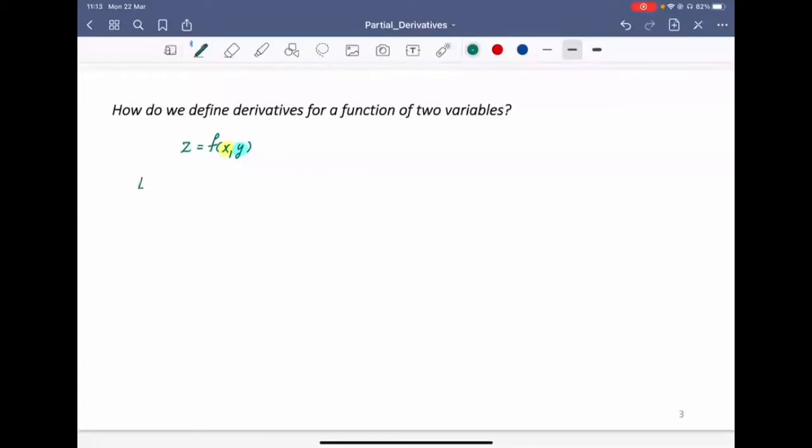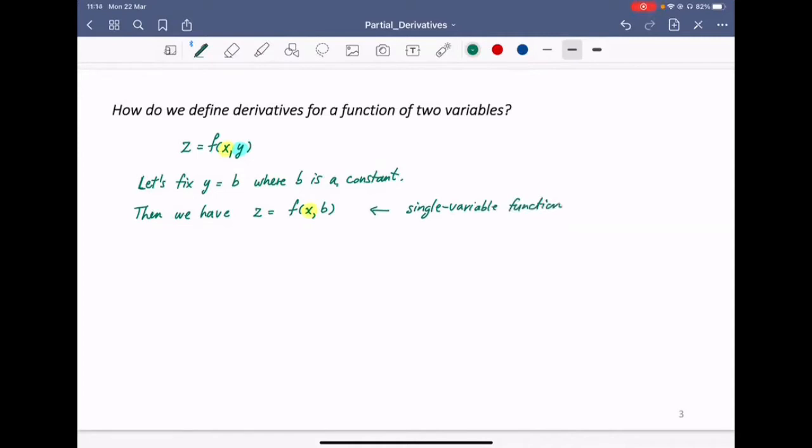So let's fix y equal to b, where b is just a constant. So just fix y to be a constant. Once you fix y equal to b, then we have c equal to f(x, b). So here you only have 1 variable left, which is x. b is just a constant, so you're good now. So this is just a single variable function, right? When you have a single variable function here, then you can use all the theory that you learned in Calculus 1 on this function f(x, b).